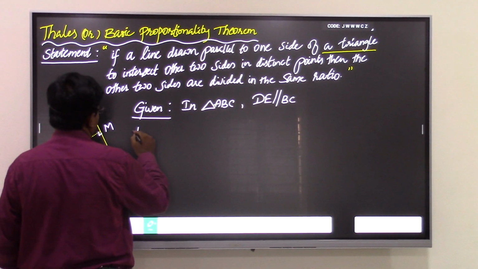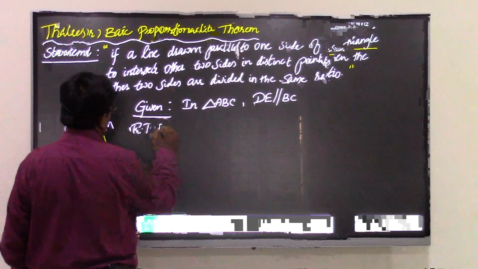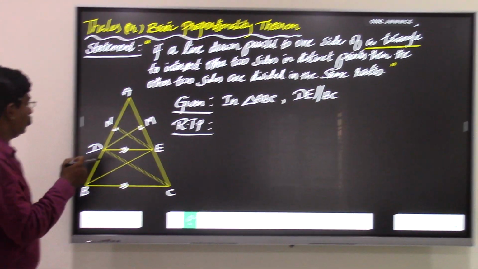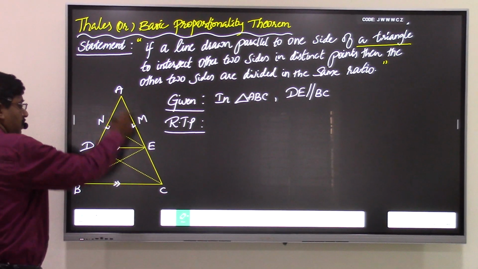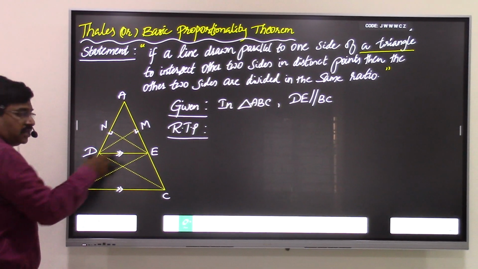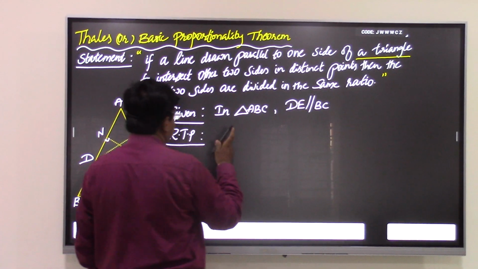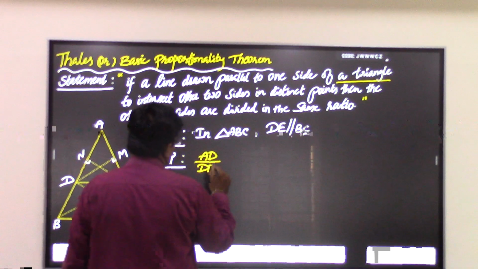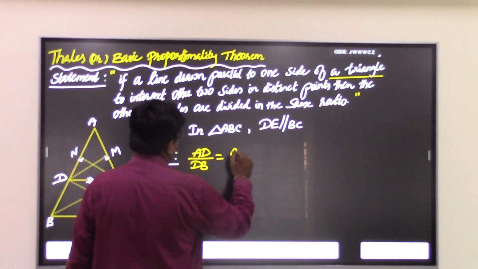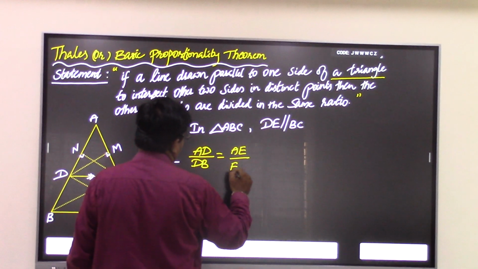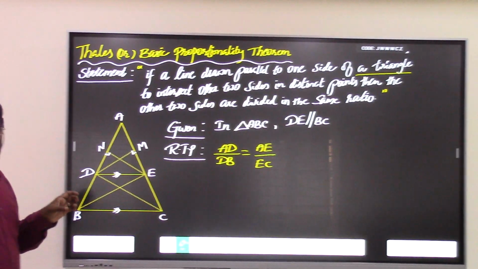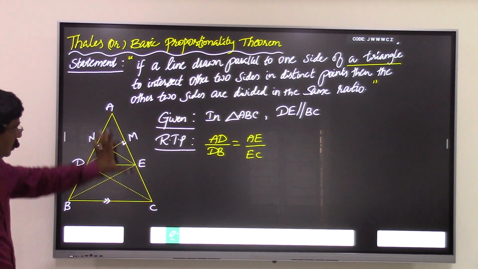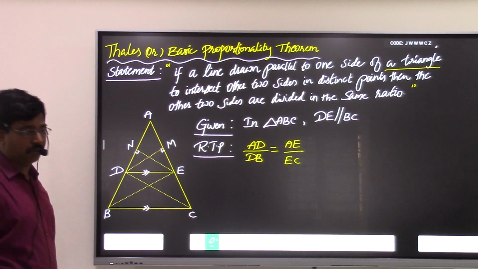Then what we have to prove? That is called RTP. RTP is nothing but required to prove. We have to prove this line divides the other two sides in the same ratio. Other two sides in the same ratio means we have to prove that AD by DB is equal to AE by EC. That we have to prove.